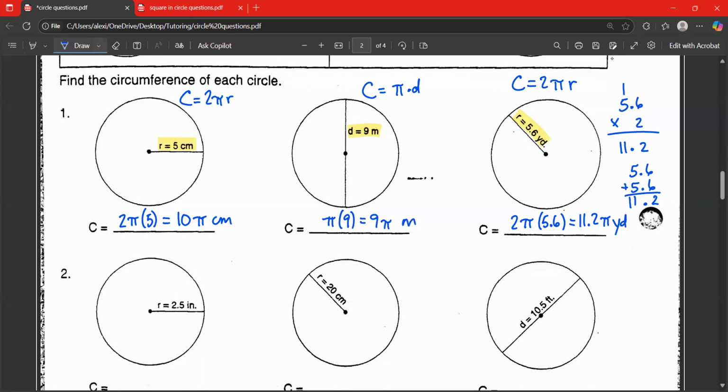So that's very straightforward. If they give us radius, use the radius formula. If they give you diameter, use the diameter formula. You have 2 formulas to find circumference, depending on what you're given. You do not have to calculate diameter in order to find the circumference. And you do not have to calculate radius in order to find the circumference, because you have 2 different formulas.